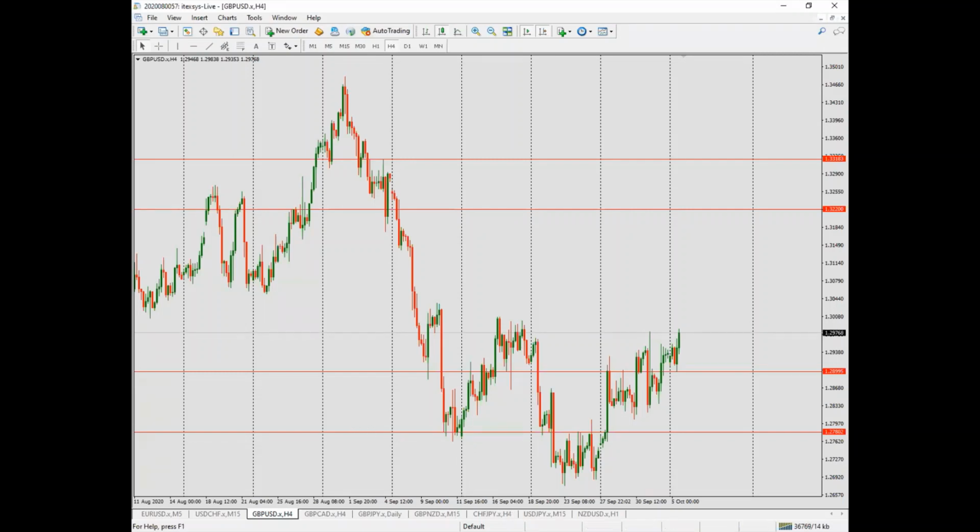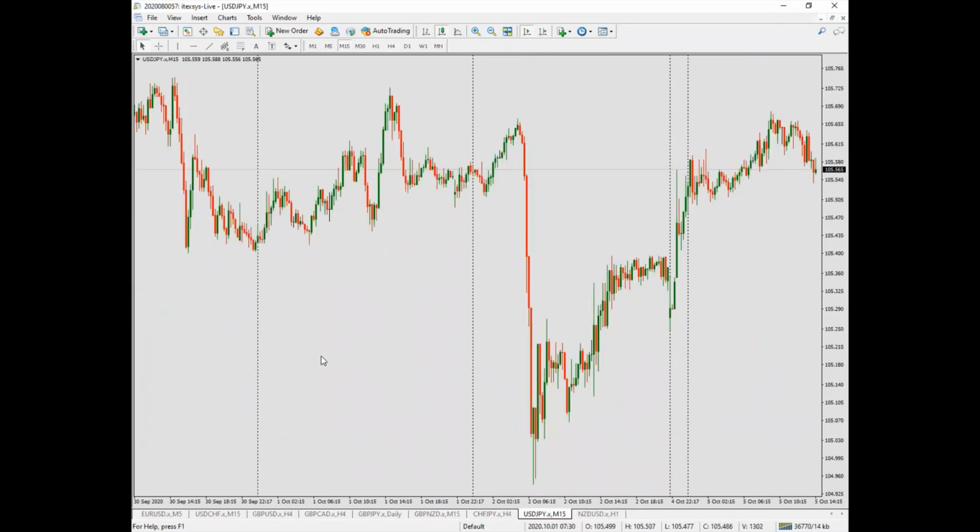And okay, let's take the US dollar against the Japanese yen. Okay, you can see that the price just broke out a bit of this supply, which is based on this one. I wouldn't call it a breakout, it just went through this one and stopped at this one.